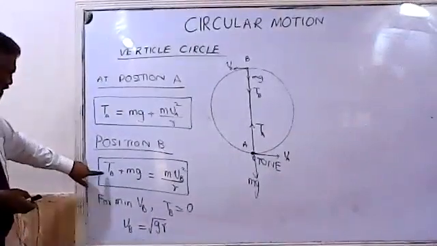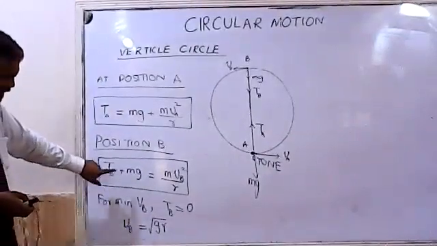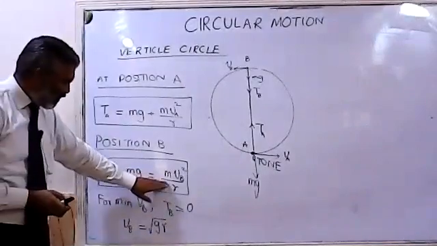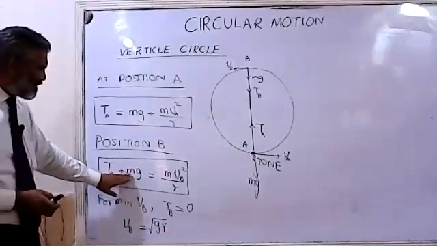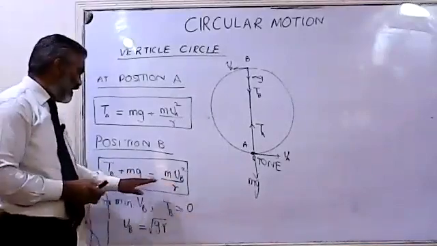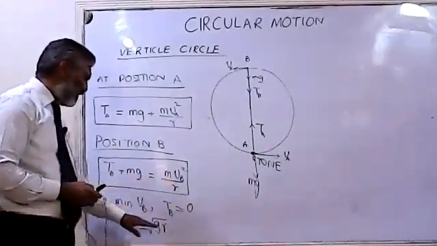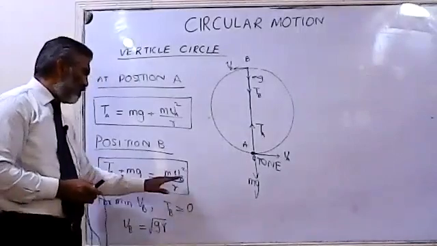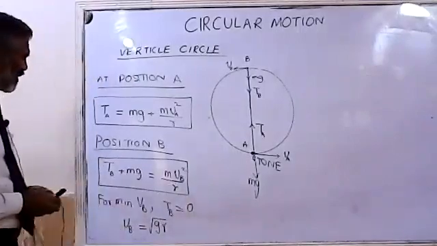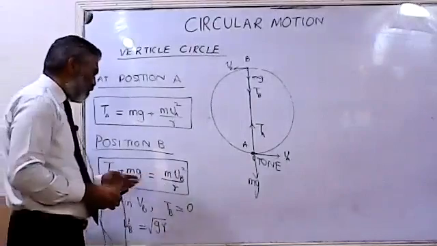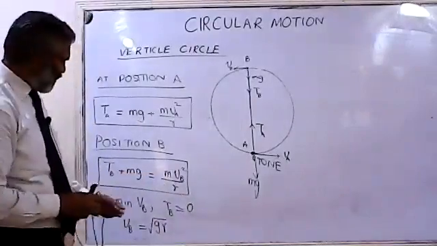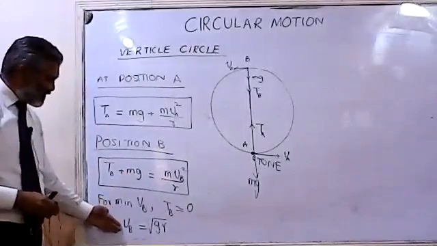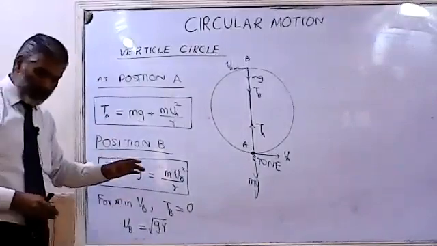When I take this term equal to 0, mg will become equal to this expression, with m getting cancelled on both sides, and r on this side will be g r, and VB will be equal to square root of g r, because VB square will be the product of g and the radius of the circle. So this is the standard expression for the minimum speed required.